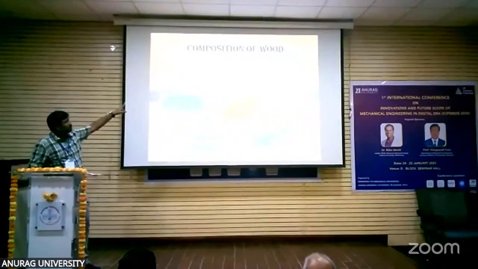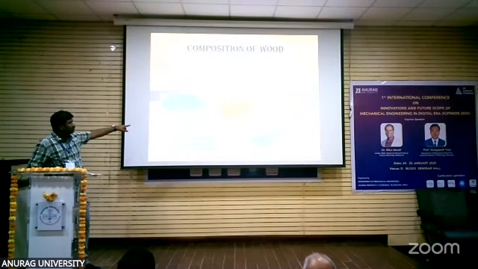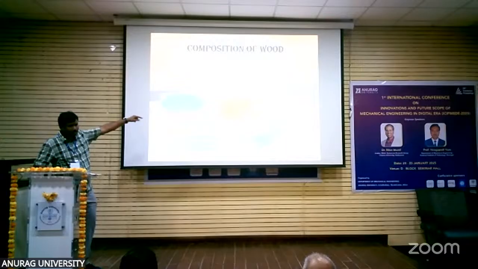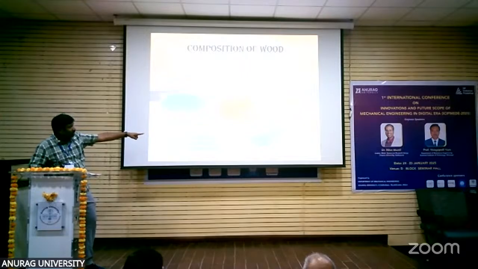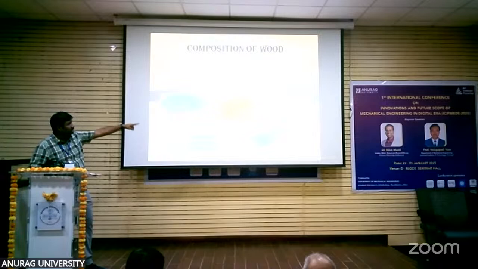Now, what is the composition of wood? We get wood from nature, and it consists of hemicellulose, cellulose, and lignin. Let us come to the microstructure of wood. It is a porous material. The green structures we are seeing, like tubes, are nothing but cellulose.